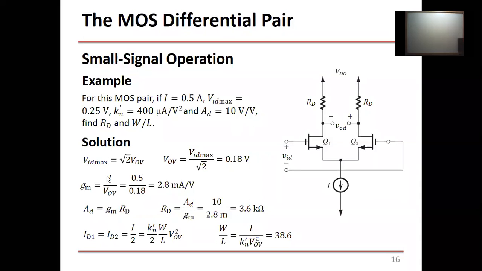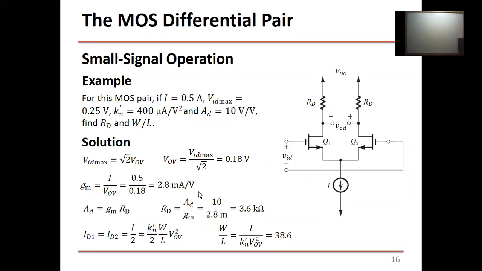VID max, and again, what is VID max? It is the maximum input voltage that can steer all the current from this side to this side. If you apply 0.25 volt to this differential pair, the current in this leg will be the complete 0.5 amperes from the tail current. And if you apply the negative of it, you will steer all the current I to the other side. So from this maximum input, we can determine V overdrive as 0.18, and we use it to find gm. It's 0.5 over V overdrive, which gives you 2.8 milliamperes per volt.